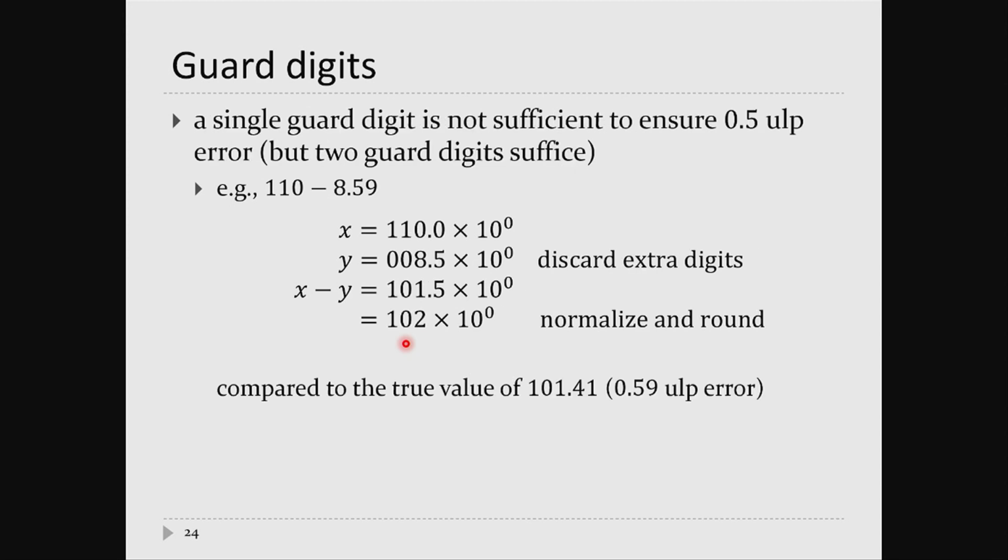So it turns out you can't guarantee the 1/2 ULP with only 1 guard digit. You need at least 2. So for example, I take 110 minus 8.59. Crank through all the math, you get to 102 times 10 to the 0. If you actually compute that true difference, that's 101.41. Here I get 102, so my error is 0.59 of an ULP. So I'm not quite within that 1/2 ULP error bound. So it turns out you need a second guard digit in this case.